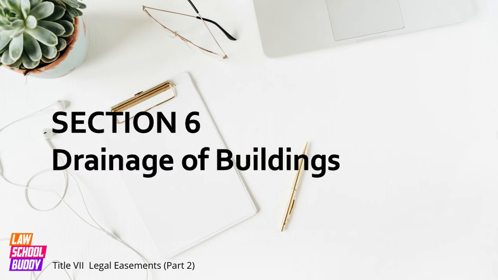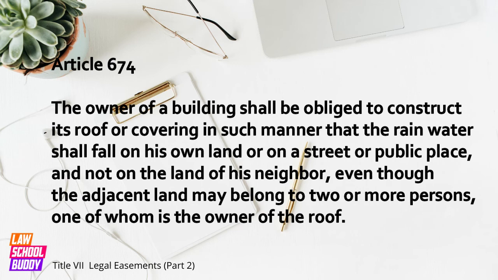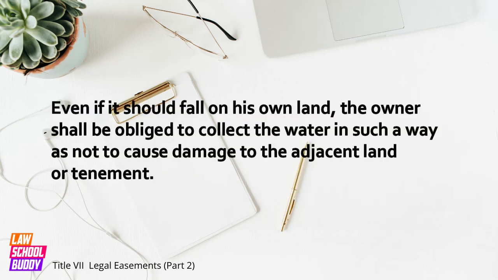Section 6. Drainage of buildings. Article 674. The owner of a building shall be obliged to construct its roof or covering in such manner that the rain-water shall fall on his own land, or on a street or public place, and not on the land of his neighbor, even though the adjacent land may belong to 2 or more persons, one of whom is the owner of the roof. Even if it should fall on his own land, the owner shall be obliged to collect the water in such a way as not to cause damage to the adjacent land or tenement.